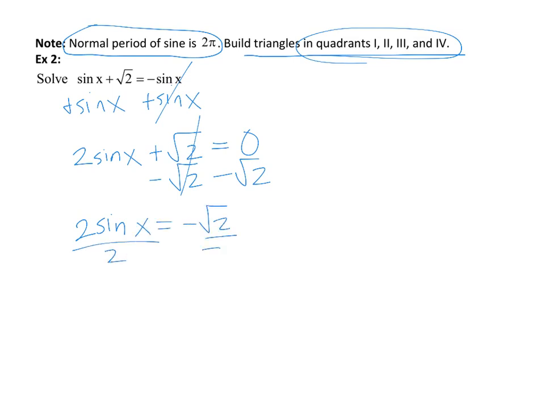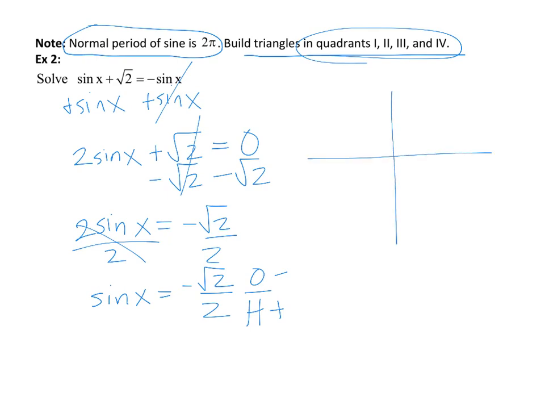Divide by 2. Okay, so now I have this. All right, sine is opposite over hypotenuse. Now, hypotenuse is always positive, so this means that the opposite value must be negative. All right, we're going to use this information now when we build our triangles.